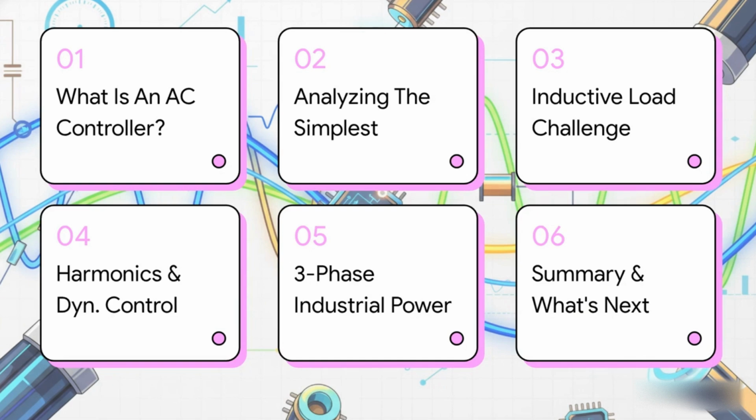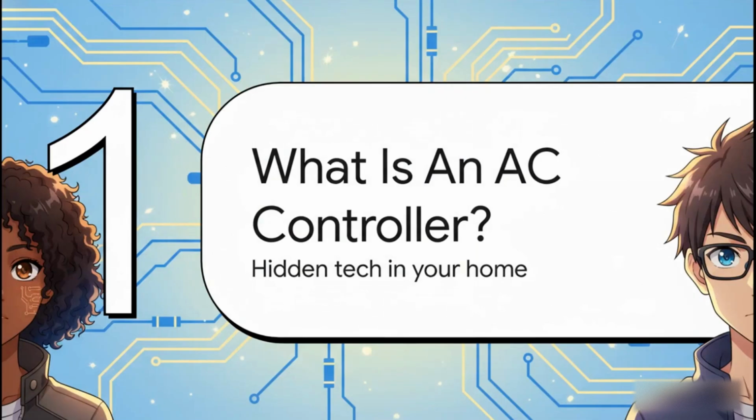So here's the game plan. First up, we'll get a handle on what an AC controller actually is. Then we'll dig into the simplest case with the resistive load before tackling the real challenge, inductive loads, like in motors. After that, we'll look at the messy side of things, harmonics and control systems. And finally, we'll see how this all gets scaled up for huge three-phase industrial power. Let's get into it. So first things first, what is an AC controller?